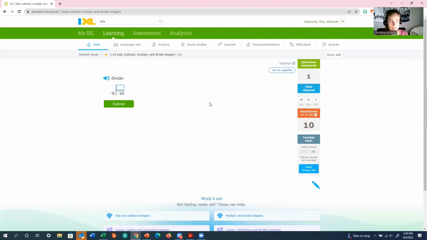Here they have the same sign. They're both negative numbers, meaning my answer is guaranteed to be a positive number. Now that we know that, do the division. 16 divided by 8 would be 2. And when it's a +2, you can just simply write a 2. We don't need the plus sign at all.